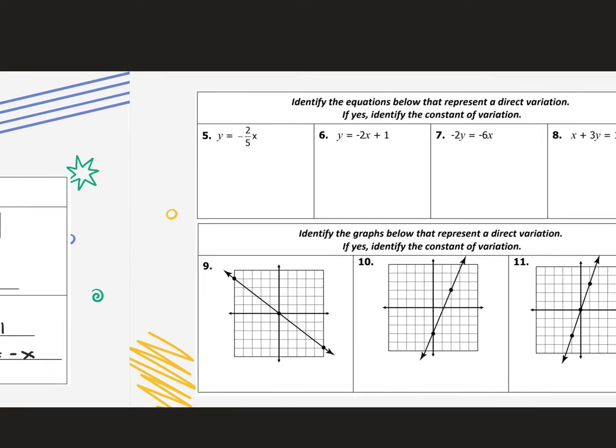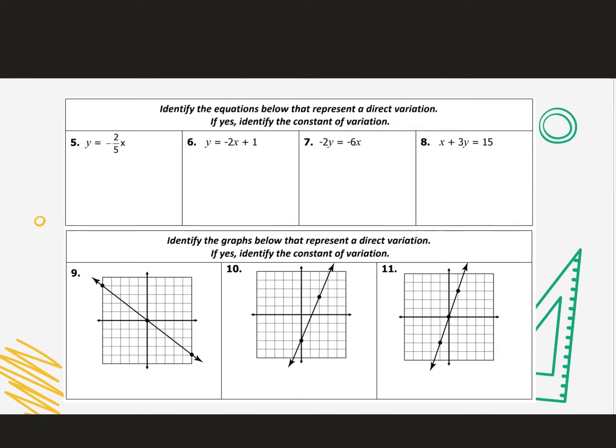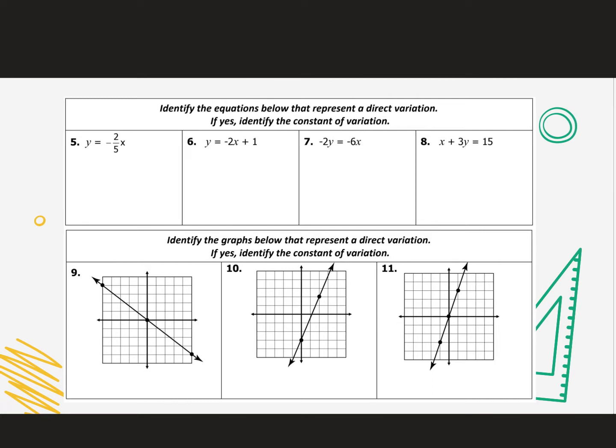Now let's go ahead for this one. It says identify the equations below that represent a direct variation? If yes, then identify the constant of variation. All right, so number 5 is yes, because we know we have the equation in the form y equals kx. So this is yes, and our constant k is equal to negative 2/5.